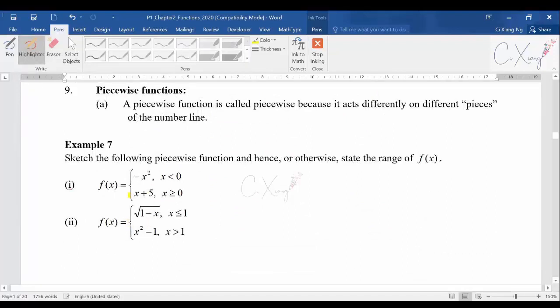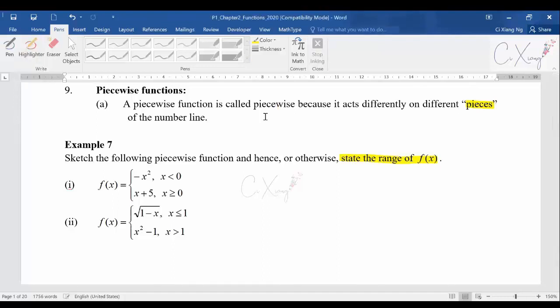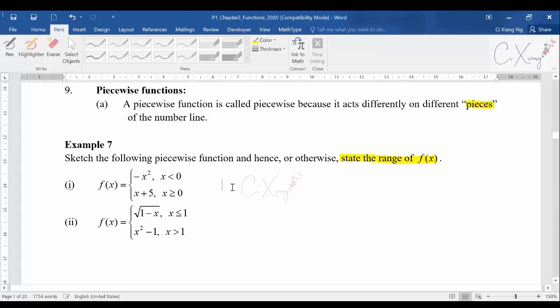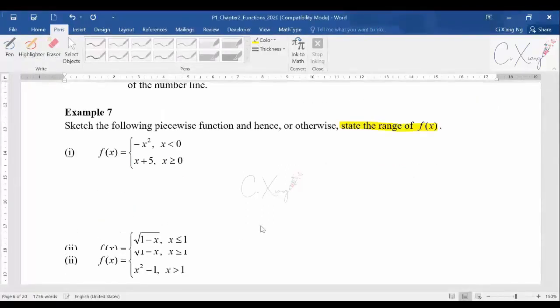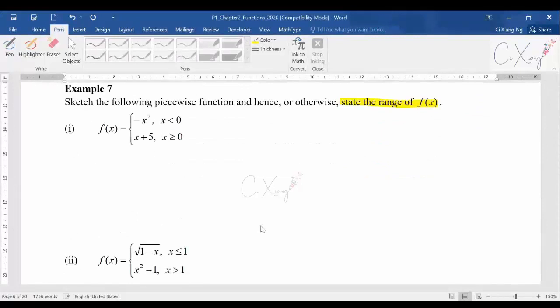Okay, and also we need to discuss something here. All right, I will discuss it with you. For piecewise function, piecewise means that they are having different pieces of the number line. So they want to sketch the following piecewise function and state the range of the function. All right, so let us start. There are two graphs here, right? So maybe I will discuss the first one first later.